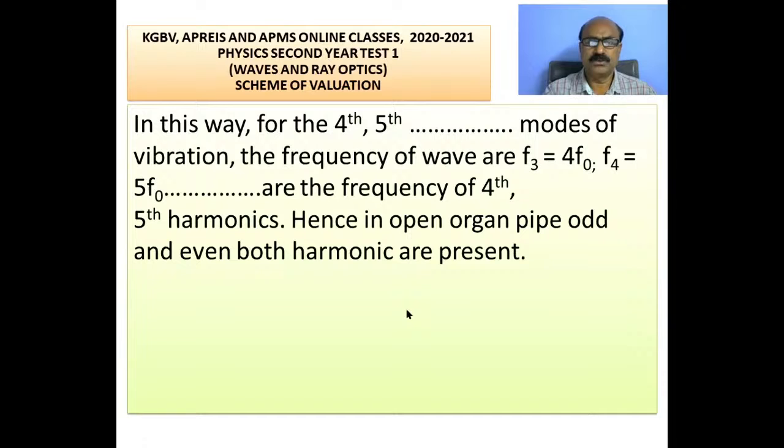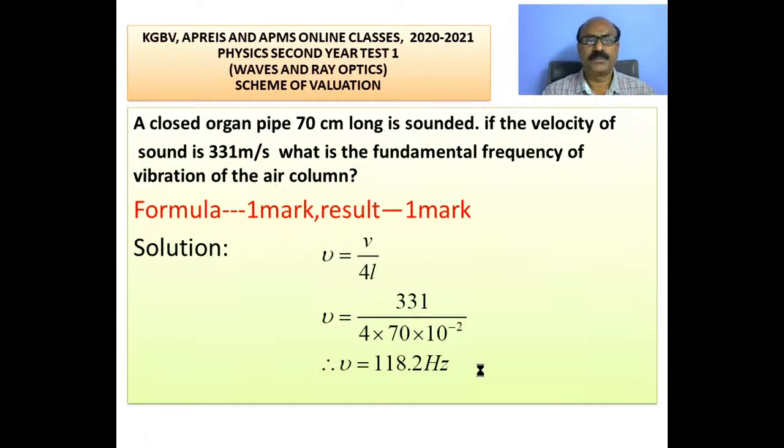And now let us go to the next part, the problem part. A closed organ pipe 70 centimeters long is sounded. If the velocity of sound is 331 meters per second, what is the fundamental frequency of vibration of the air column? This is the problem. In any problem, what you have to do is write down the formula required, for which 1 mark is awarded, and the result with suitable unit, 1 mark.